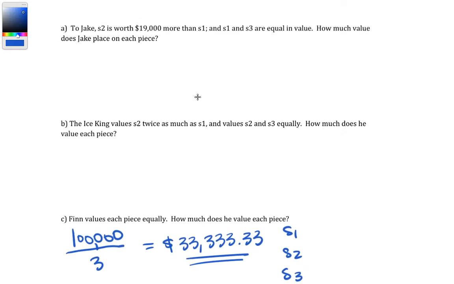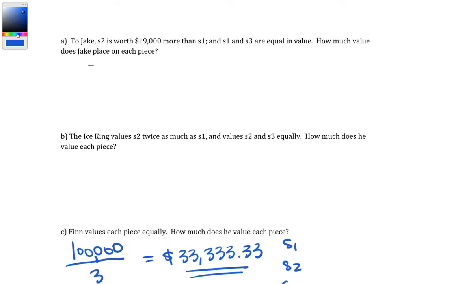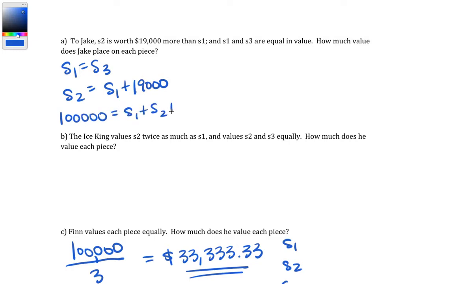Now, let's go back up to Jake. For Jake, S2 is worth $19,000 more than S1, and S1 and S3 are equal in value. So we can have S1 is equal to S3, and S2 is worth whatever S1 is plus 19,000. So we know that when we total these all together, they've got a total of 100,000. So let's replace S1, S2, and S3 with these values that we've got here.